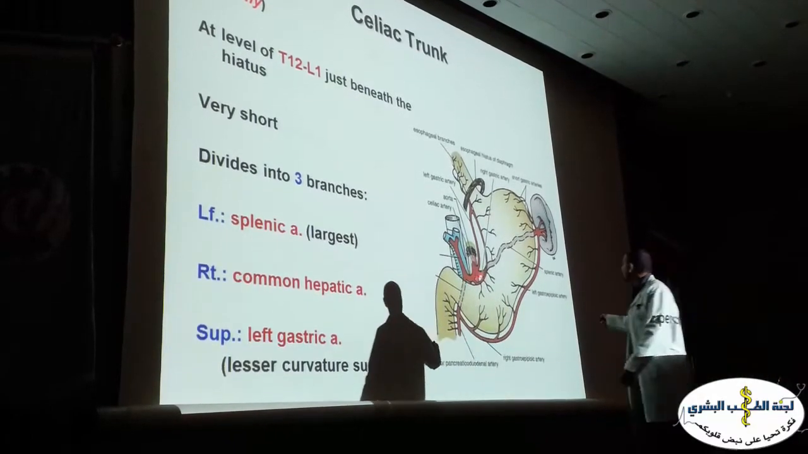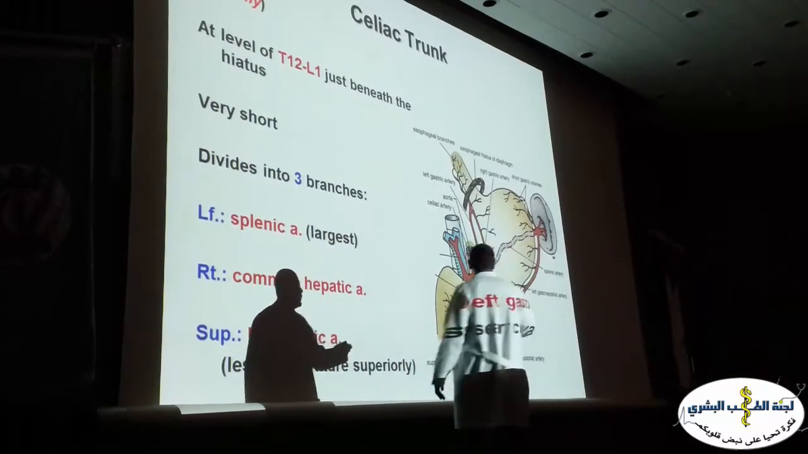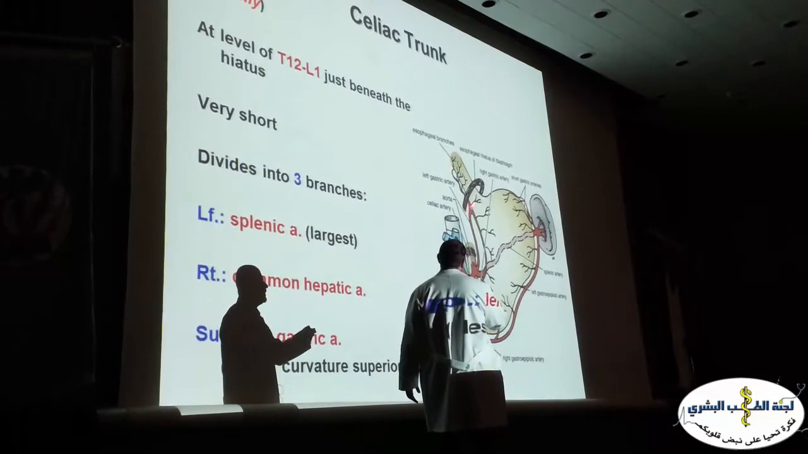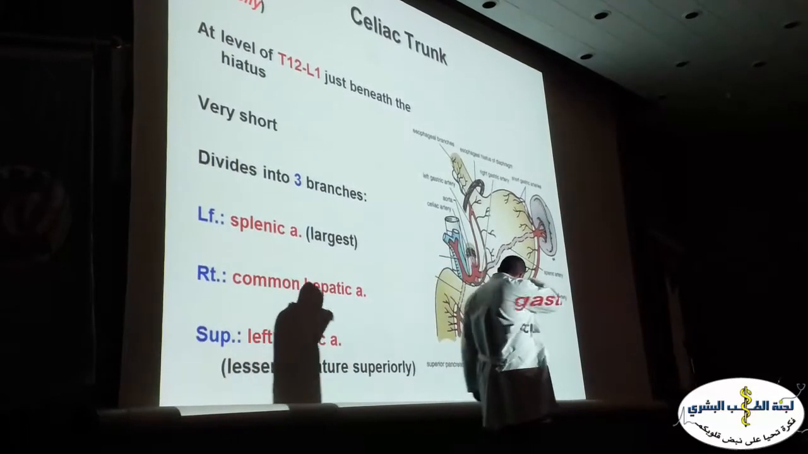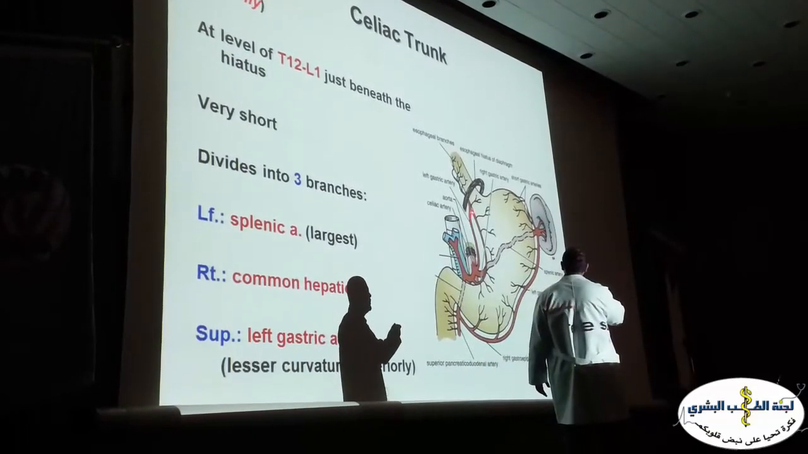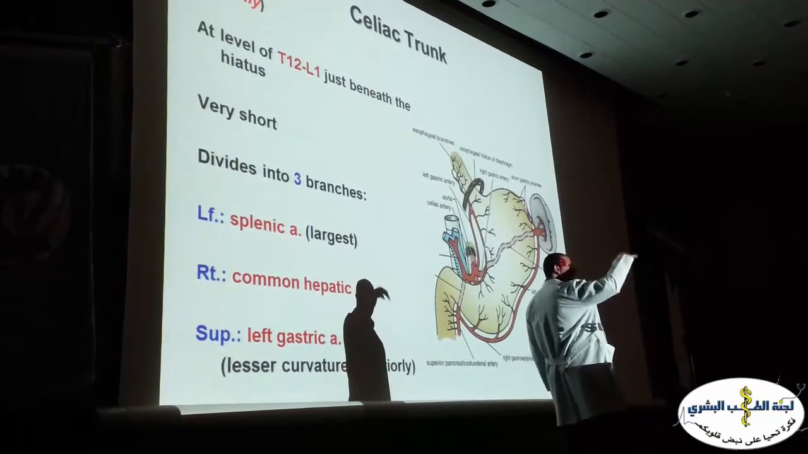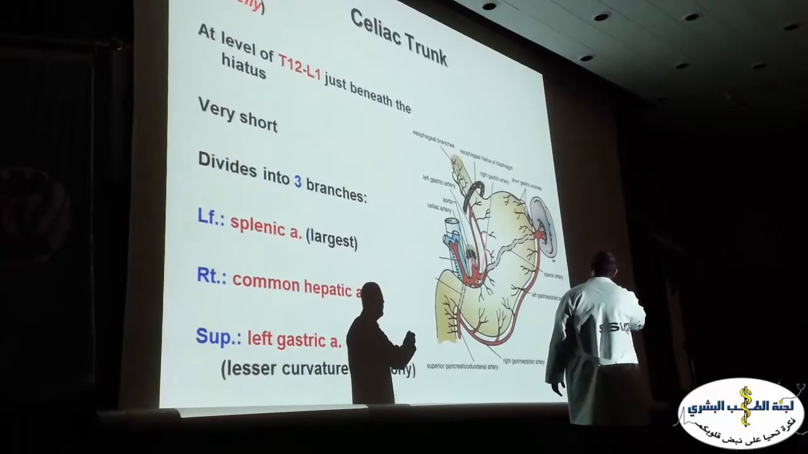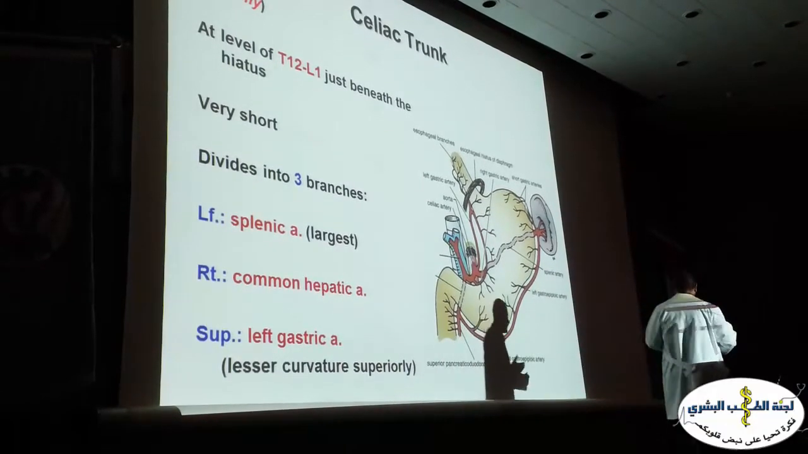So we have the common hepatic, we have the splenic, and we have a small artery that will go up until the gastroesophageal junction. Then it will loop and descend down on the lesser curvature of the stomach. On the left side, we would call it left gastric.